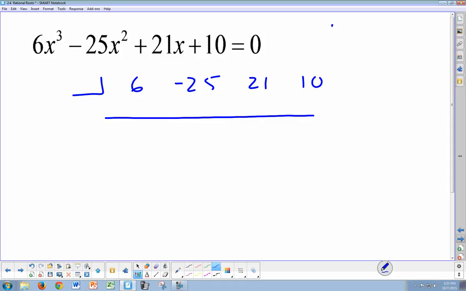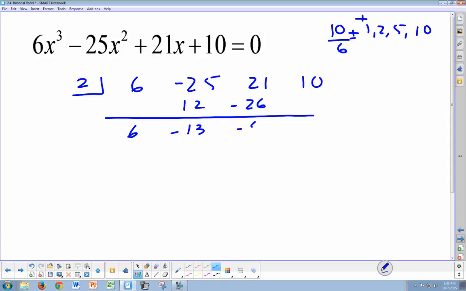So here I have a 10 and a 6. 1, 2, 5, and 10 are my values. If I add those values up, I see for 1, I'm going to end up with a positive return here. So I guess I'll go ahead and try the number 2. See what happens. It's going to be a 12, negative 13, negative 26, negative 5, and negative 10. By golly, nailed it on the first try.